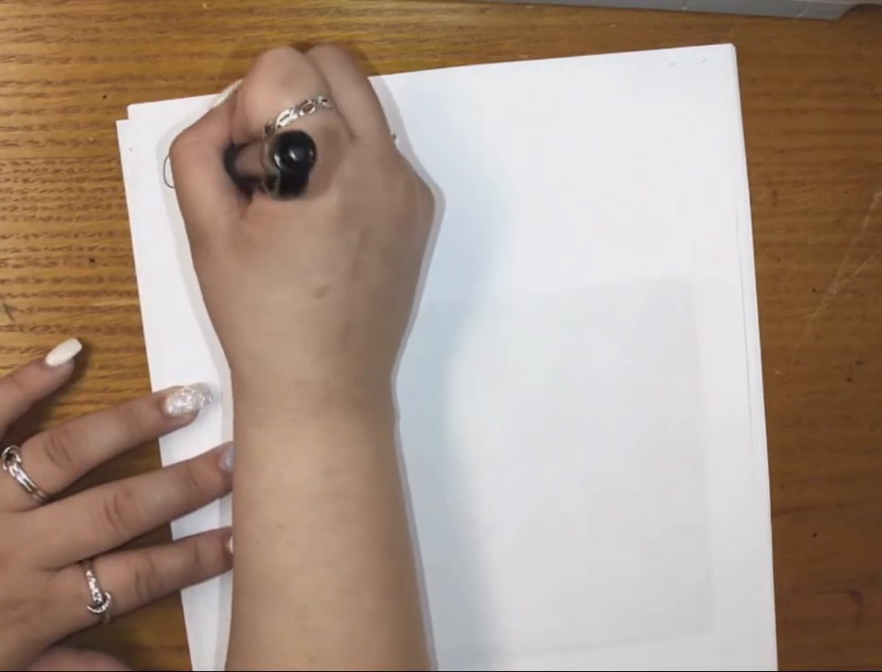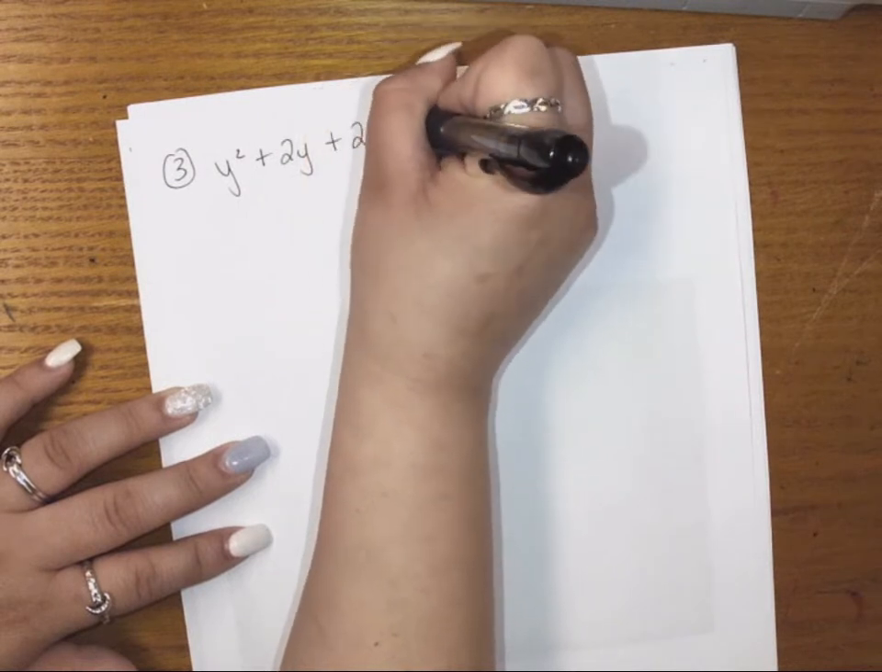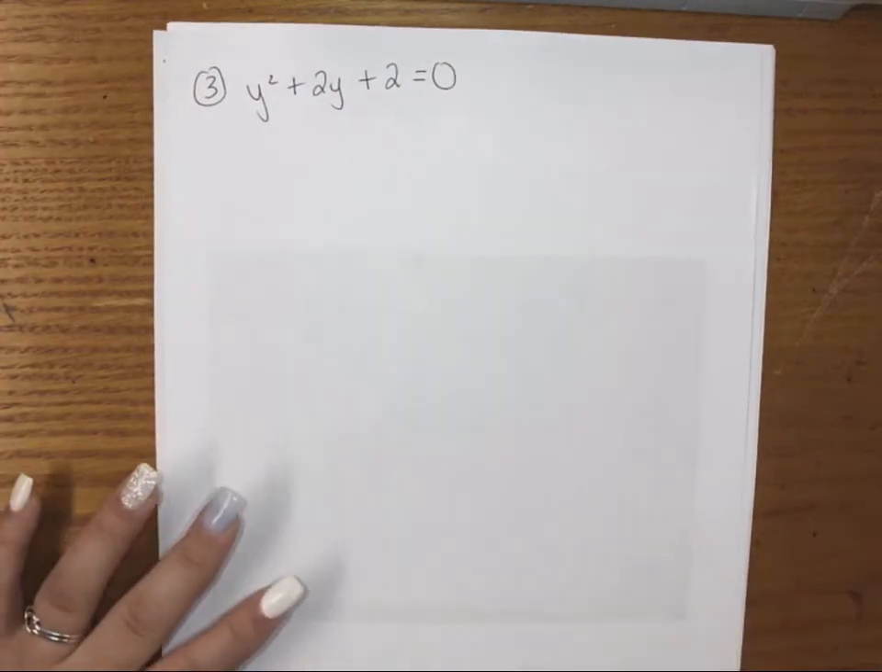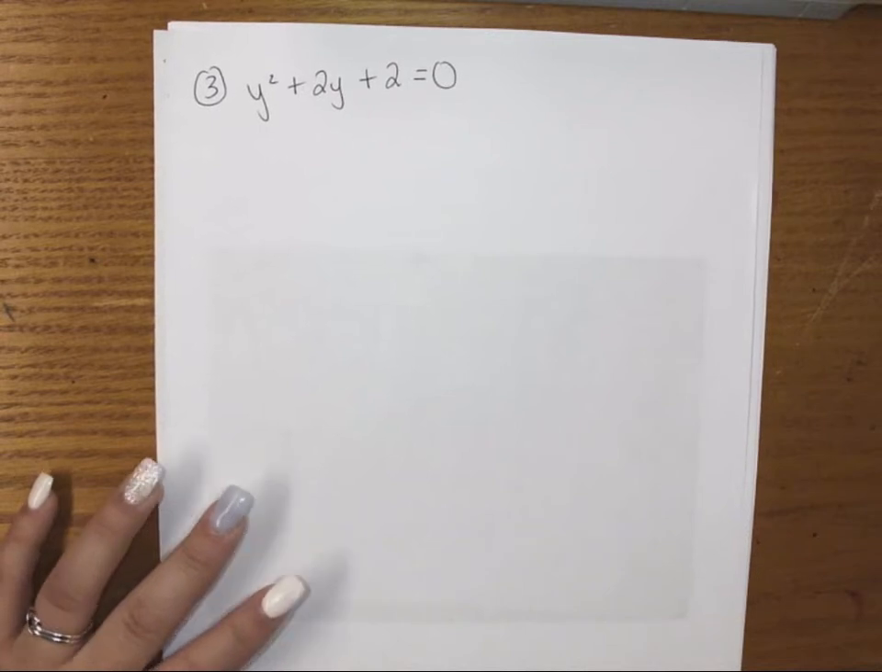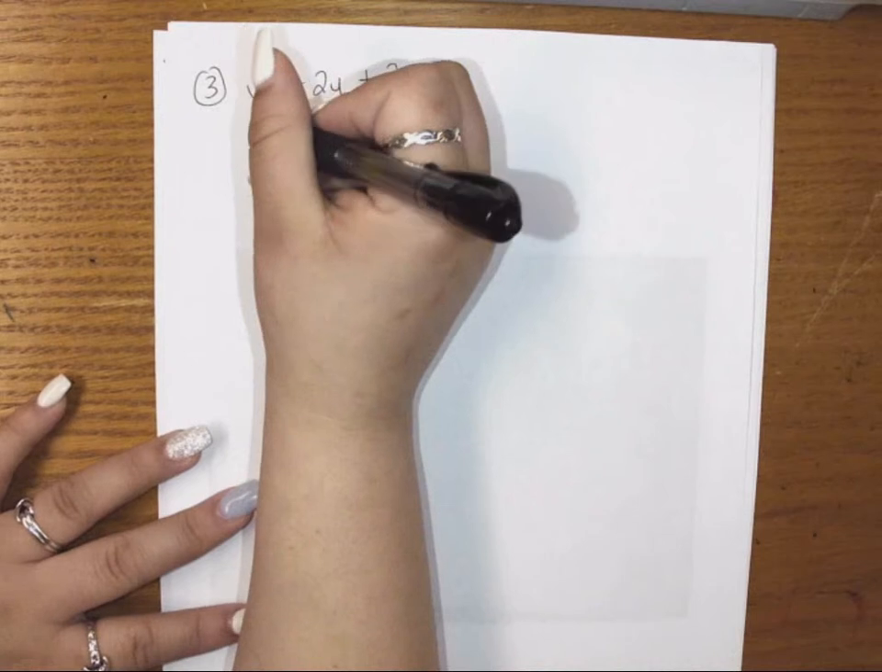Let's go ahead and try to solve y squared plus 2y plus 2. This is similar to example 2, so I want you to pause the video and give it a try on your own. If you get stuck somewhere in there, it's okay. Just try to at least complete the square on your own.